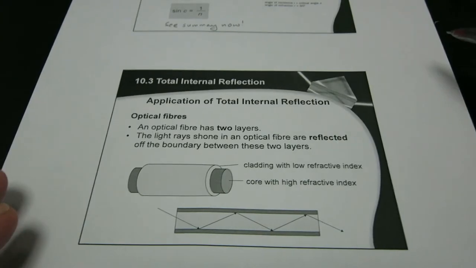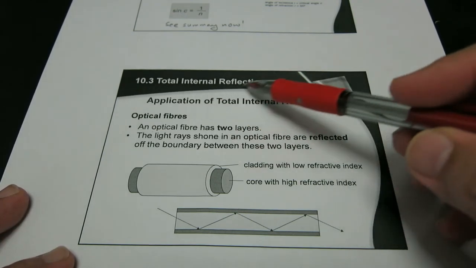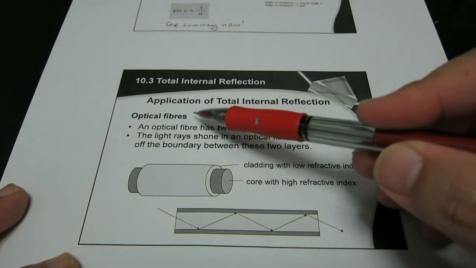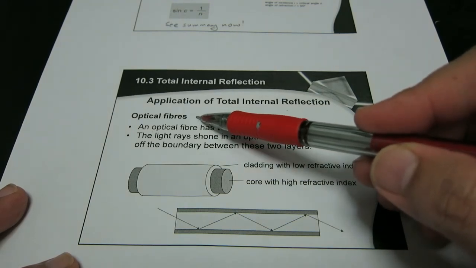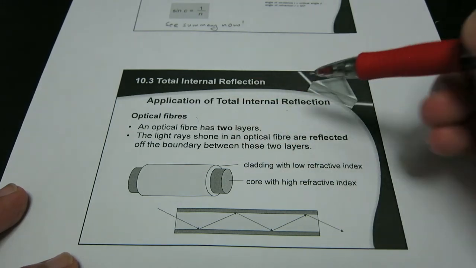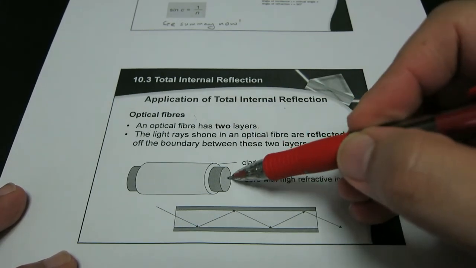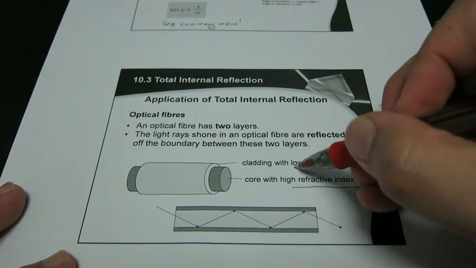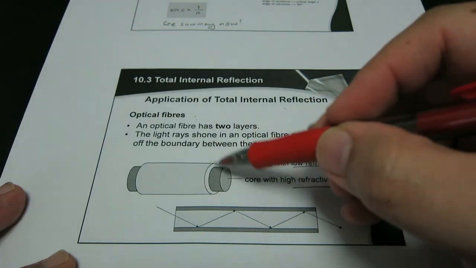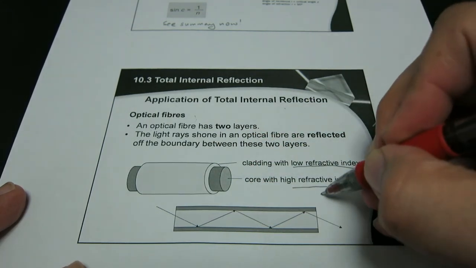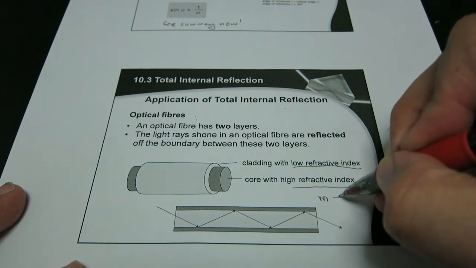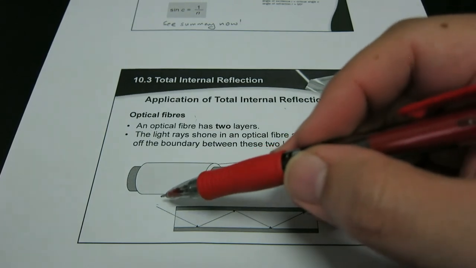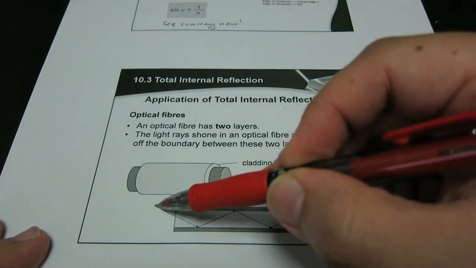Alright, we're back to our notes. Some examples of the uses of TIR. Currently, your internet is powered by optic fibers, no longer using electrical signals. Optic fibers are basically just pieces of plastic, with a high refractive index in the center and a low refractive index on the outside, the covering. Remember that TIR can only occur if light is traveling from a more optically dense to a less optically dense medium. So instead of sending electrical signals, they use light to transmit signals.